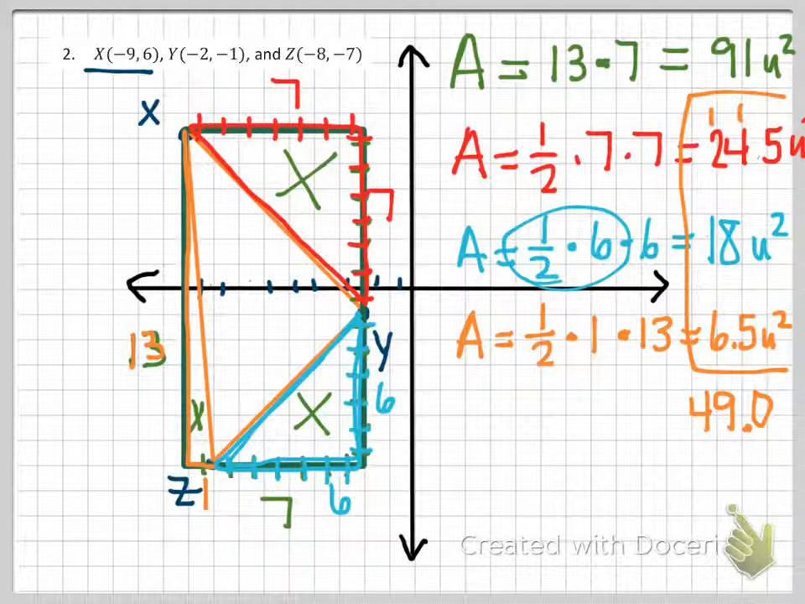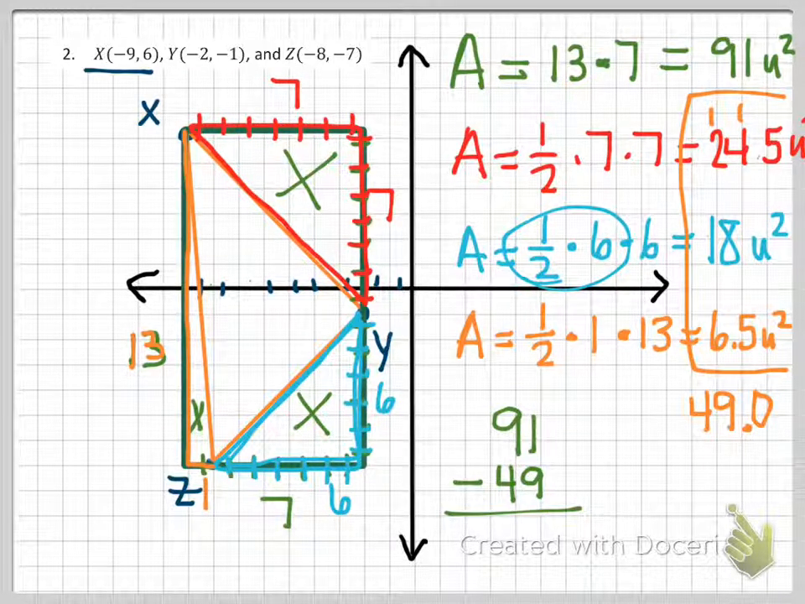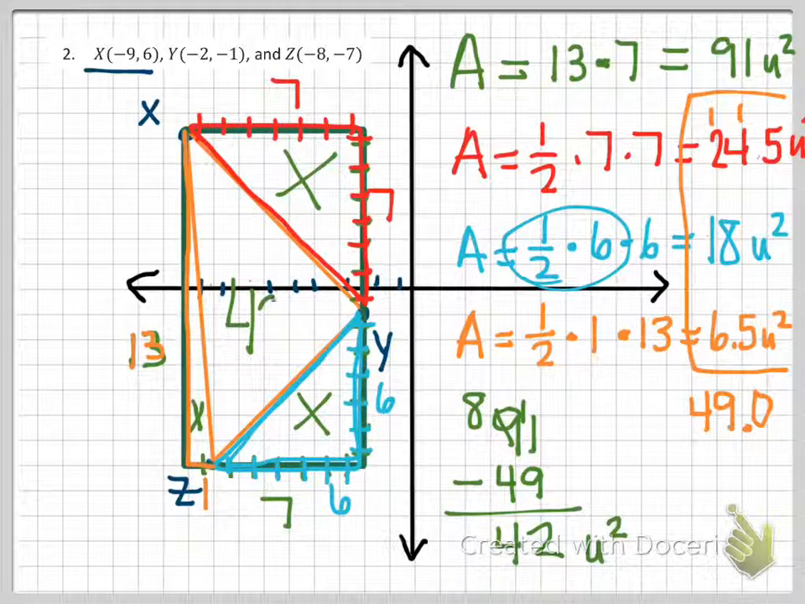So I'm going to take the area of the green rectangle, which was 91, and I'm going to subtract away the area of the triangles, which is 49. And when we do that, we get 42 square units. 42 square units is the area of the triangle.